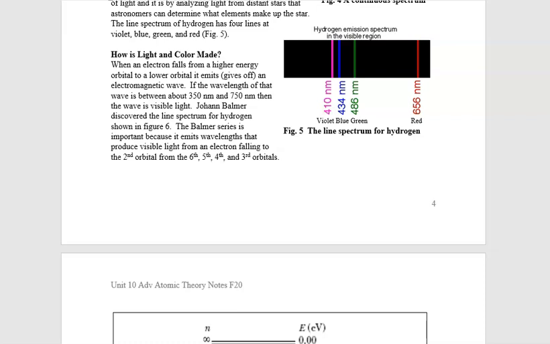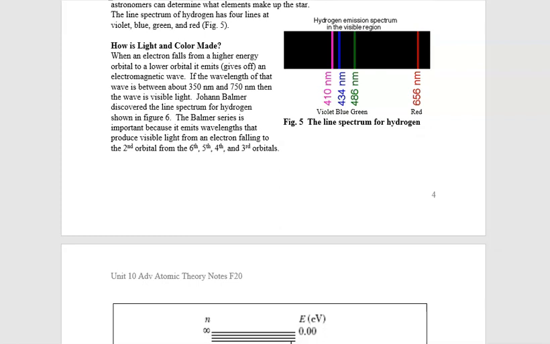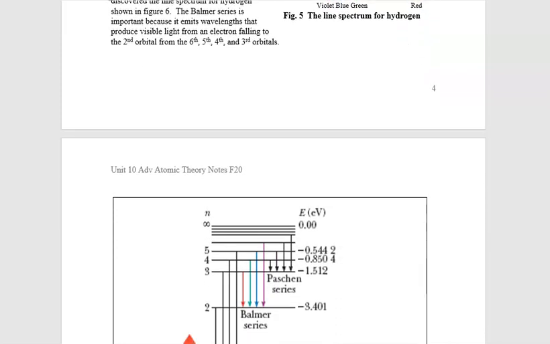Johann Balmer discovered the line spectrum for hydrogen shown in figure 6 down below. The Balmer series is important because it emits wavelengths that produce visible light from an electron falling to the second orbital from the 6th, 5th, 4th, and 3rd orbitals. So let's go down and look at it.